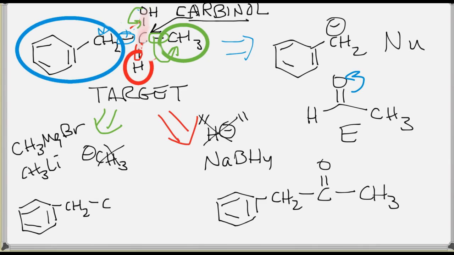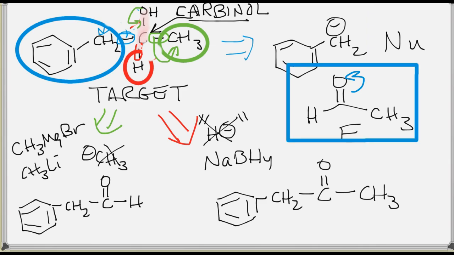And here's our carbonyl carbon. And what else stayed stuck on? Well, the hydrogen did. So we have 3 unique ways to make our target molecule. One, from the addition of this benzyl organometallic to acetaldehyde, or ethanal.